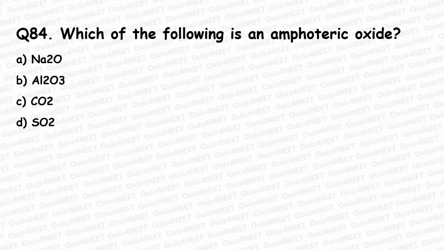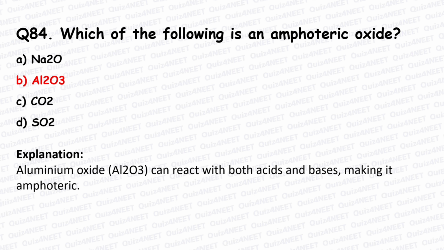Q84, which of the following is an amphoteric oxide? A, Na2O, B, Al2O3, C, CO2, D, SO2. Answer: B, Al2O3. Explanation: aluminium oxide, Al2O3, can react with both acids and bases, making it amphoteric.